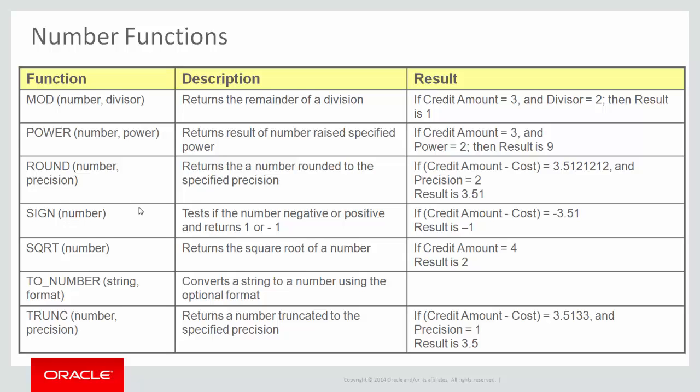The next one is sign. Where absolute value didn't care if it was a positive or negative value, it just returned the number, with sign, it's exactly the opposite. What it's doing is testing to see if the number is positive or negative. So let's say, for example, we had credit amount minus cost and that equaled negative 3.51. It would then just yield us a negative 1.